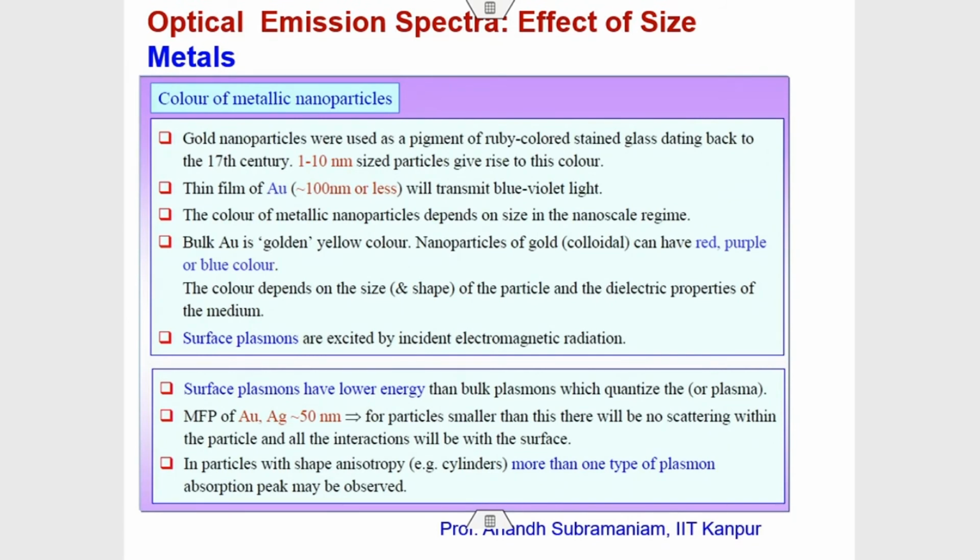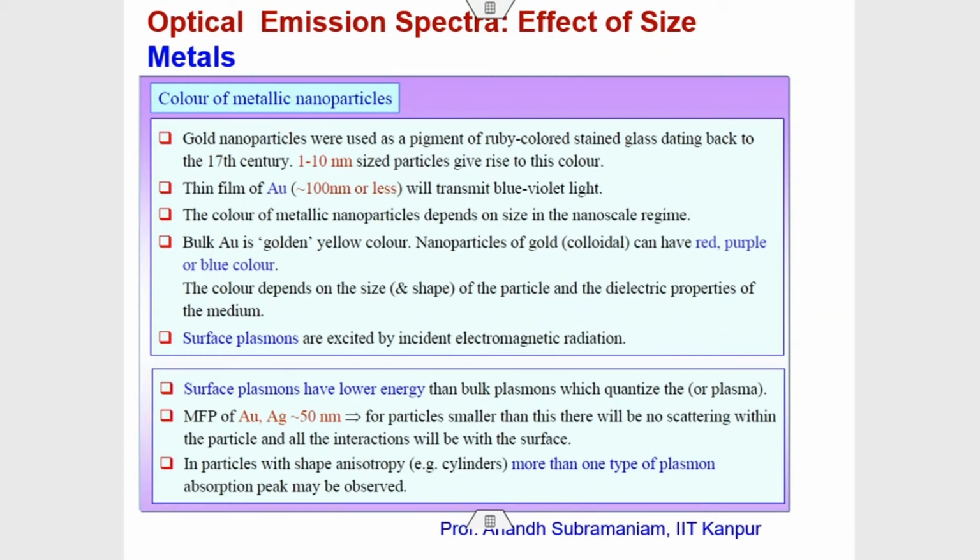But what about metals? Metals are also equally interesting. This is taken from Professor Anand Subramanian's material at IIT Kanpur. Metals also show colors. Gold nanoparticles were used as a pigment for ruby colored stained glass dating back to the 17th century. I have already discussed it in the very beginning of my course. A 1 to 10 nanometer size particle gives rise to this kind of color, and it was exploited heavily by the artisans in those days.